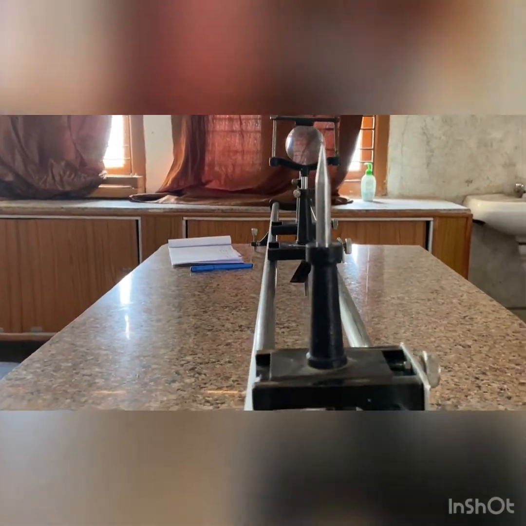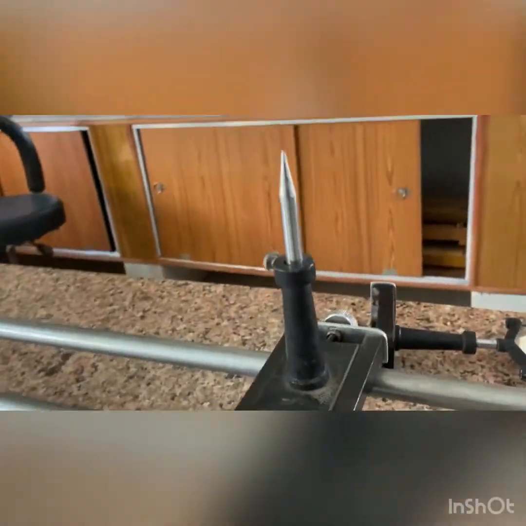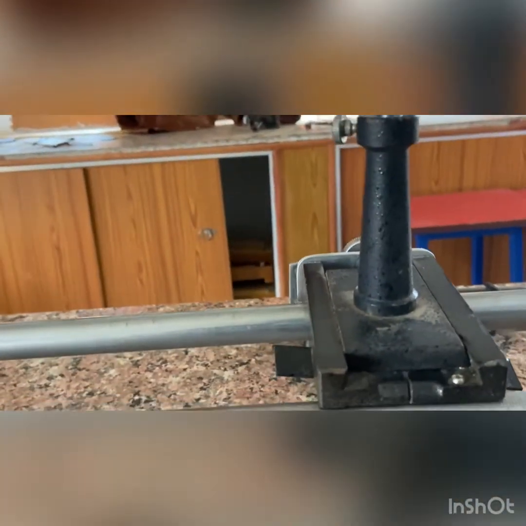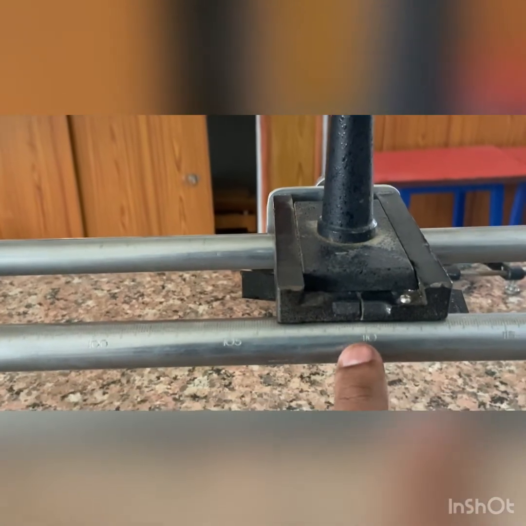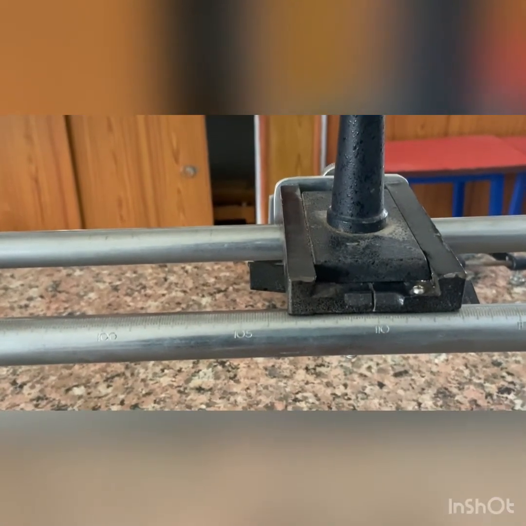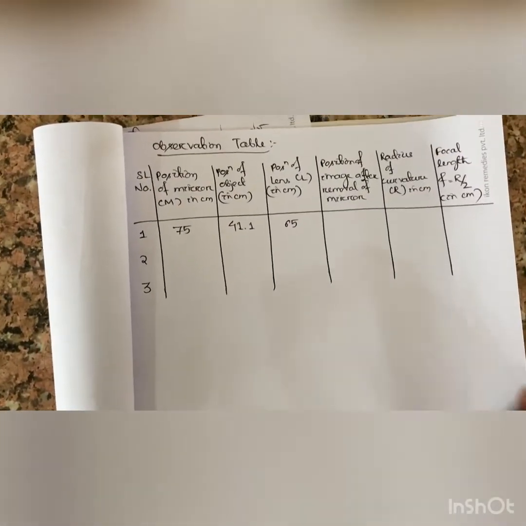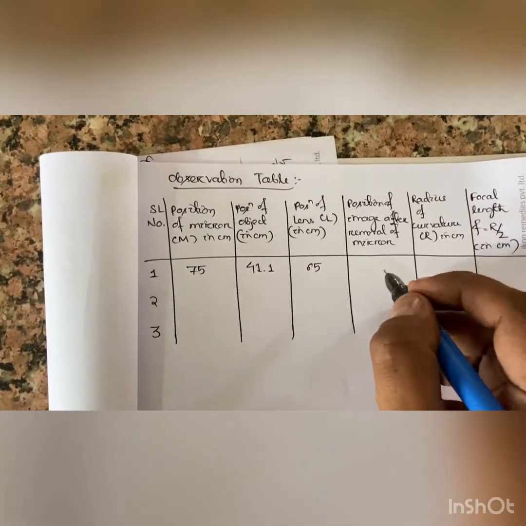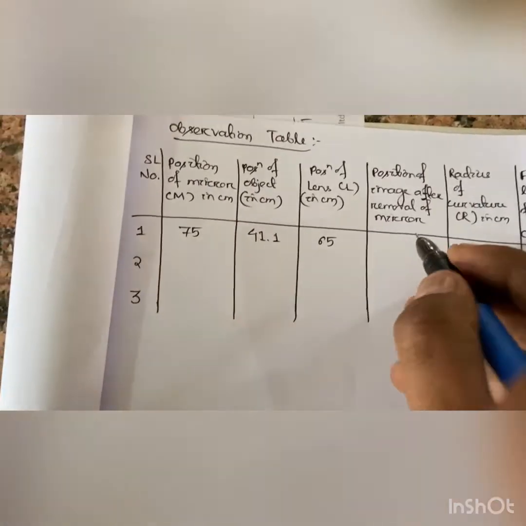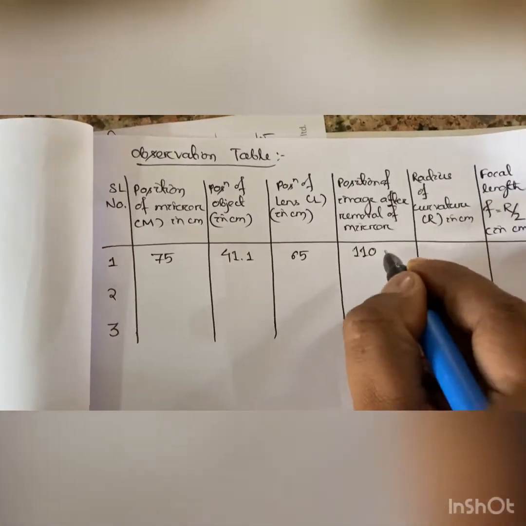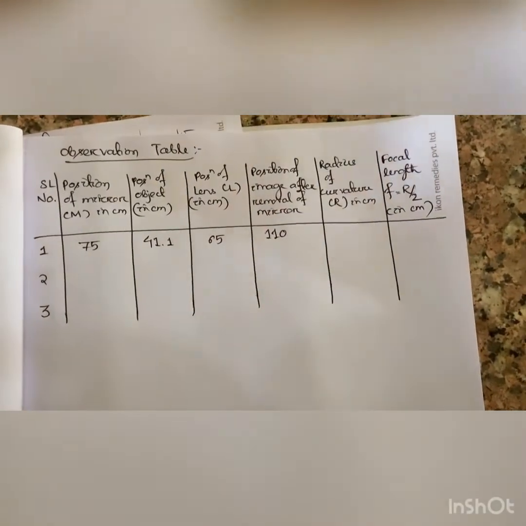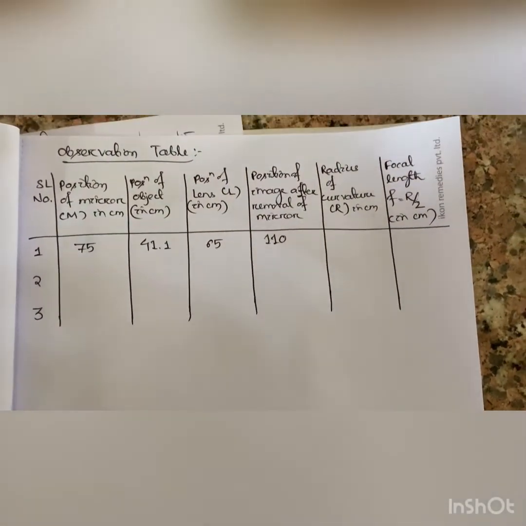So we have to record the position of this image needle, because this position will be the position of the center of curvature, right? Now you can see the position of the center of curvature, position of the image after removal of mirror is 110 centimeter, right? Now we have to find out the radius of curvature.